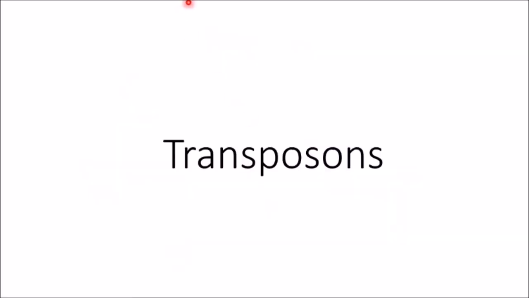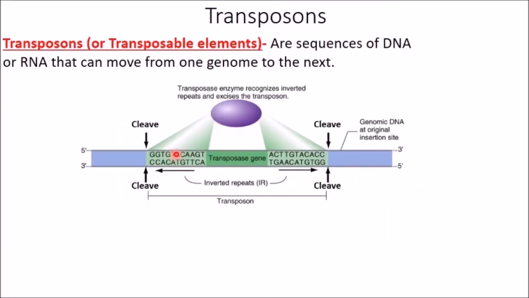So transposons are where we're going to go next. A transposon, or transposable element, is a sequence of DNA or RNA that can be moved from one genome to the next. There are so-called autonomous transposons and non-autonomous transposons. Autonomous transposons contain all the enzymes required to move from one gene to the next. Non-autonomous transposons have lost the enzymes required to move, but could move had they been introduced to an environment or a genome where those enzymes already existed. But in general, transposons are DNA or RNA sequences that can move from one genome to the next.